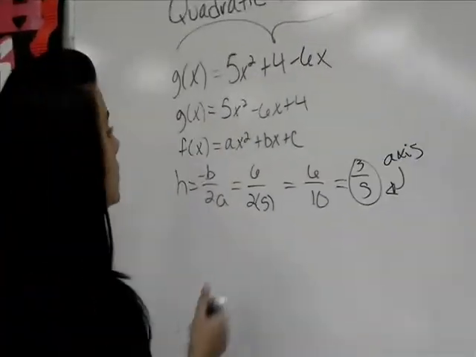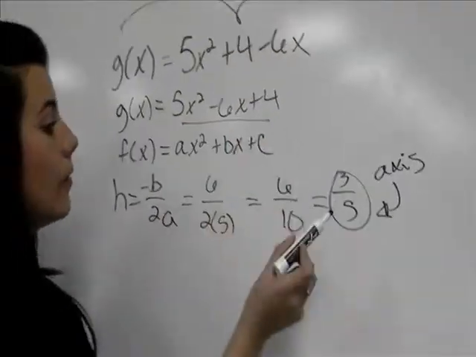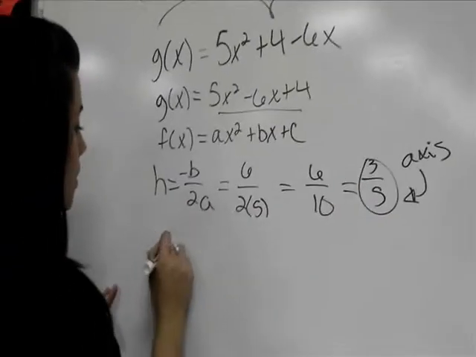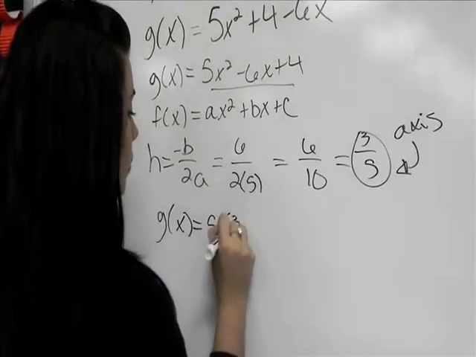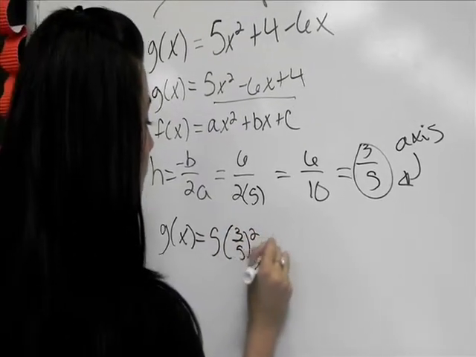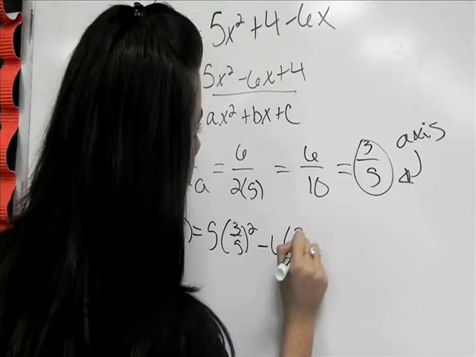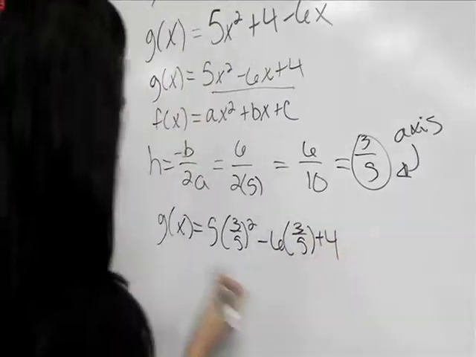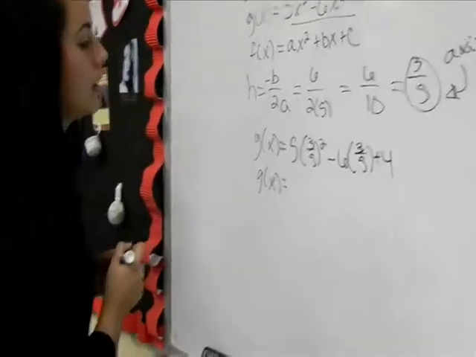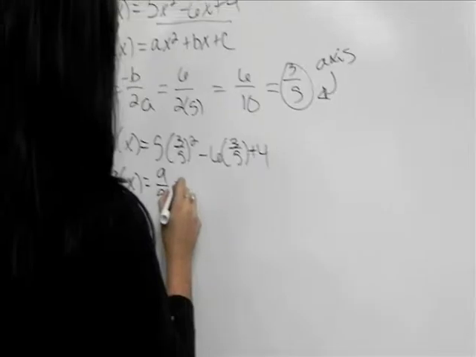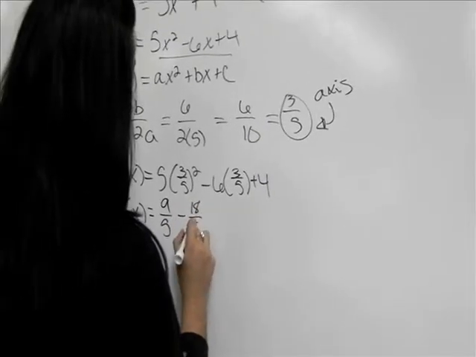So after here, we substitute in the original formula the x with 3 over 5. So you'll get 5 times 3 over 5 squared minus 6 times 3 over 5 plus 4. And when you solve that, you will get 9 over 5 minus 18 over 5.